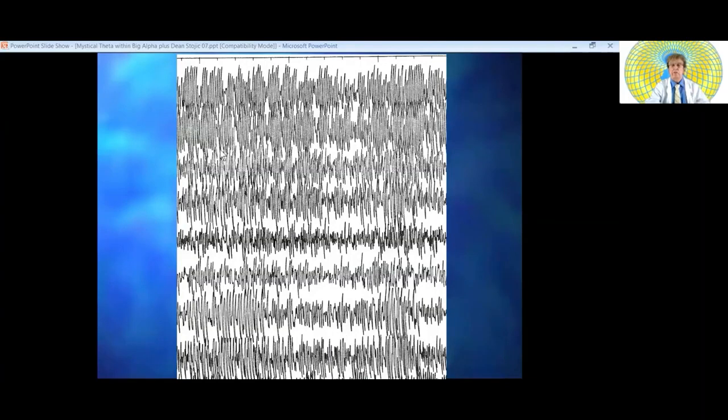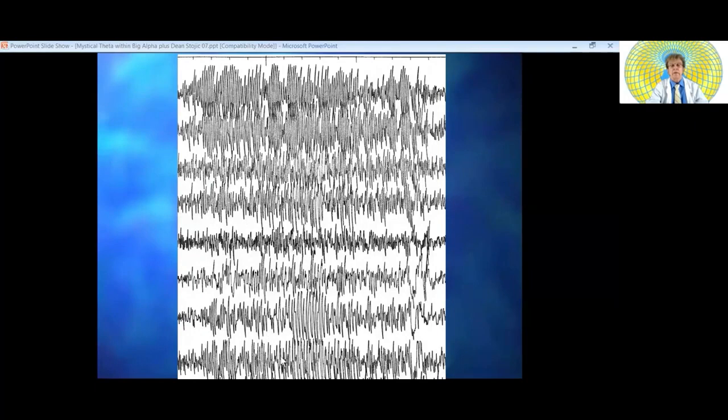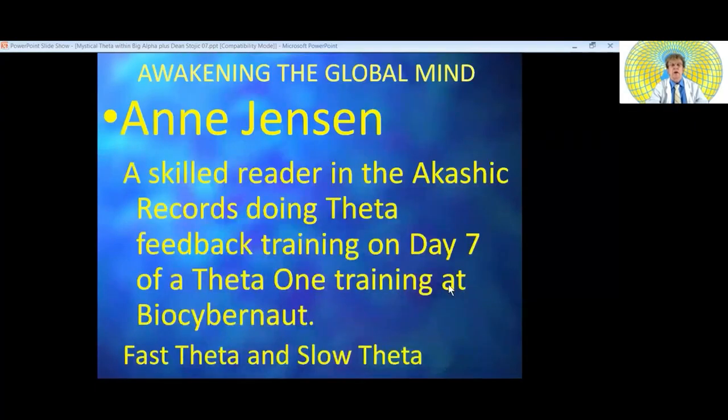So you can see it's not just a one-off, he was running this pattern pretty consistently. Big occipital alpha and big frontal theta. The theta is a little more sporadic. The alpha is more continuous. Okay, now let's talk about Ann Jensen.